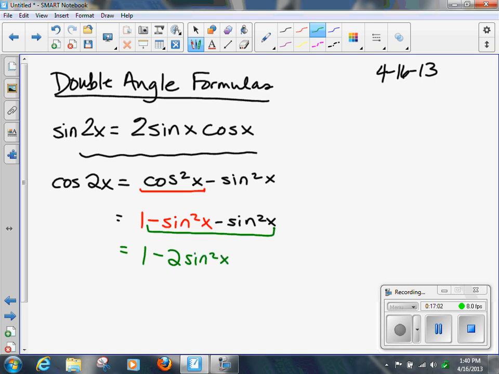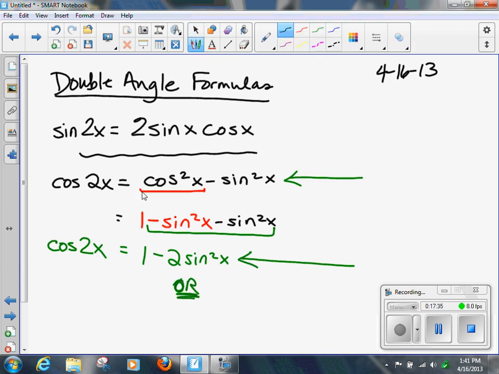Very good. Well, that's just another version of this formula. Now I want you to look at it. So now I've got two cosine double angle formulas. What if I were only given sine information, Cole? Which formula would I want to use? The second one.